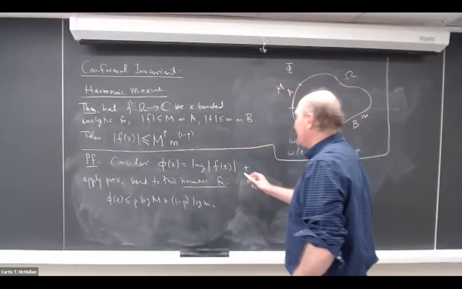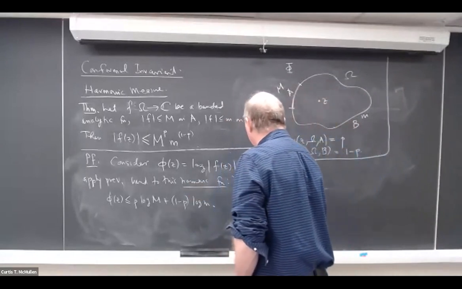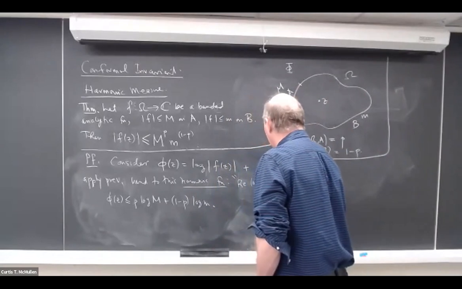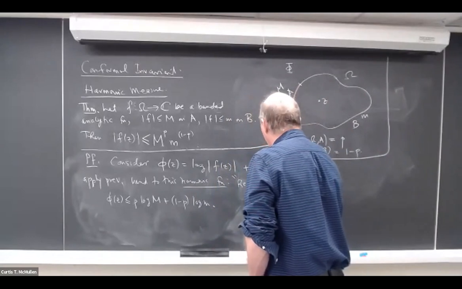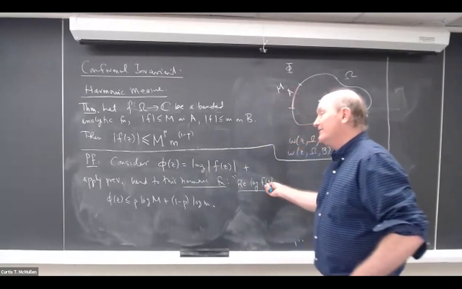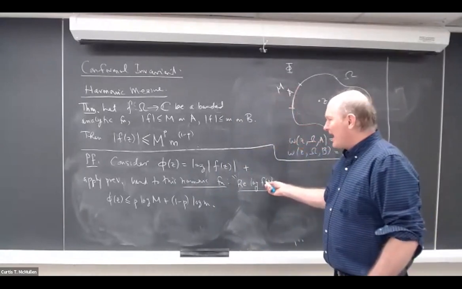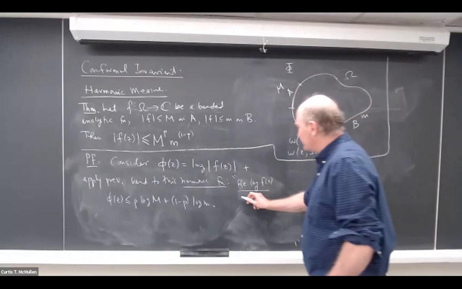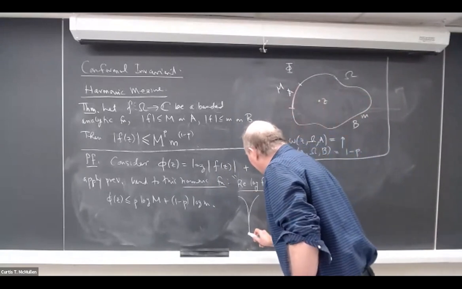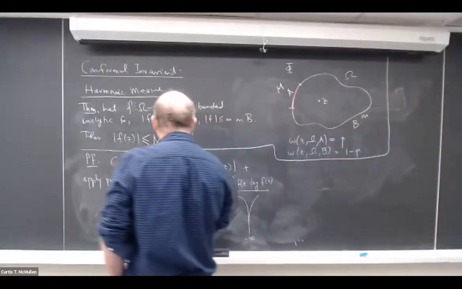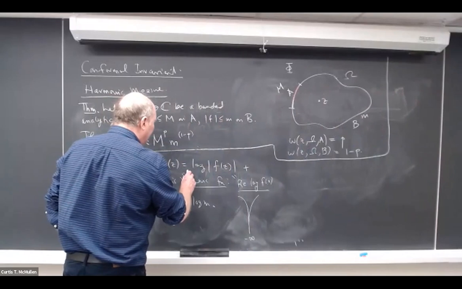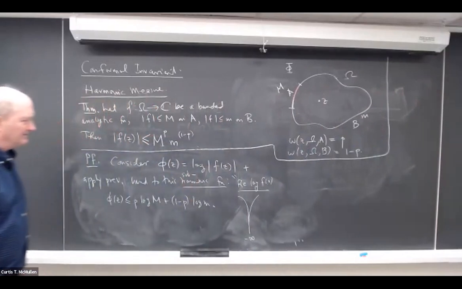And indeed, it is harmonic because we can write it as the real part of the log of f of z, which is analytic, except if f happens to vanish. But what happens when f vanishes? This function tends to minus infinity because the log of 0 is minus infinity. So as we discussed earlier, this is not a harmonic function. This is a subharmonic function.